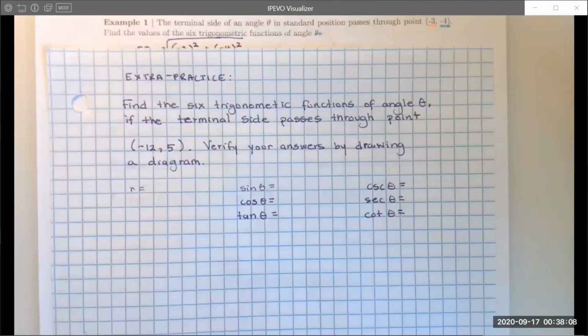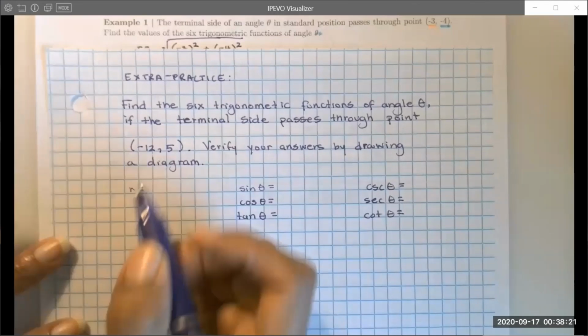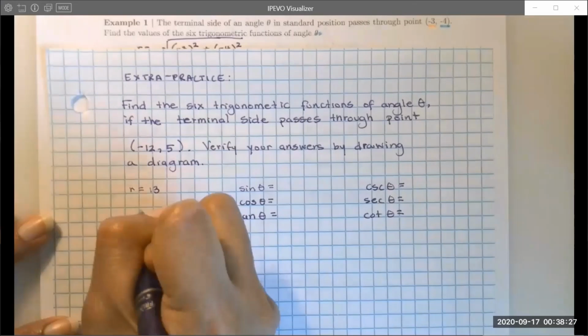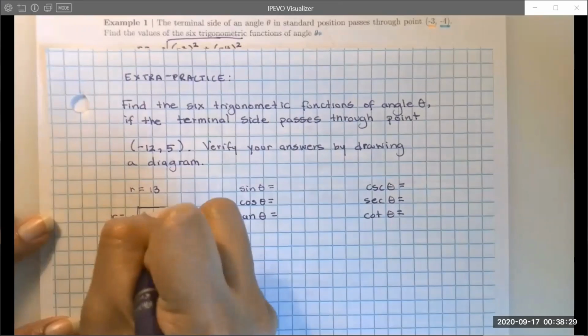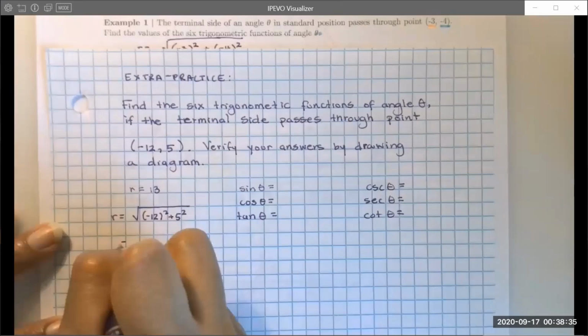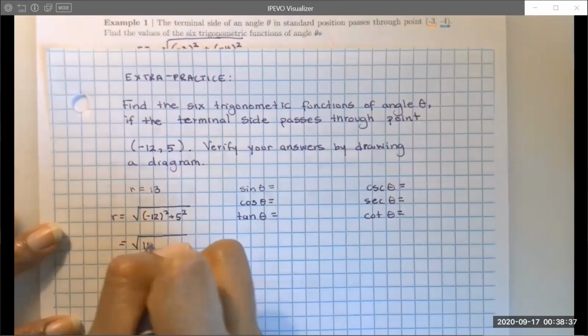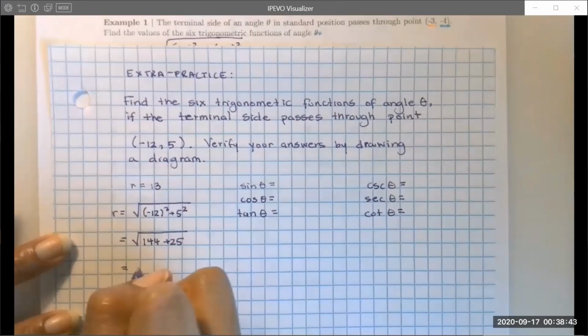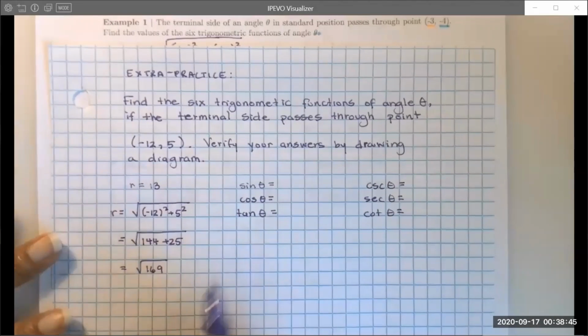Okay, so let's see, let me ask you guys, what did you get for r? 13. 13, okay, good, yeah, so it should be 13 in here. Let's go through the work. We're gonna get r is equal to the square root of negative 12 squared plus 5 squared. So that'll become the square root of 144 plus 25. Then that becomes the square root of 169. And finally, the square root of 169 is 13.